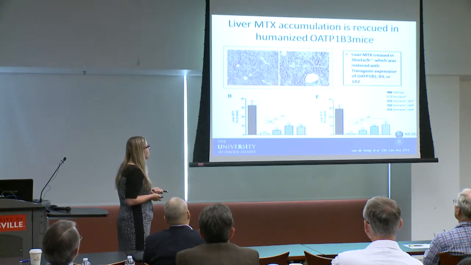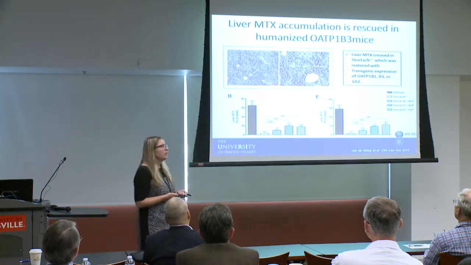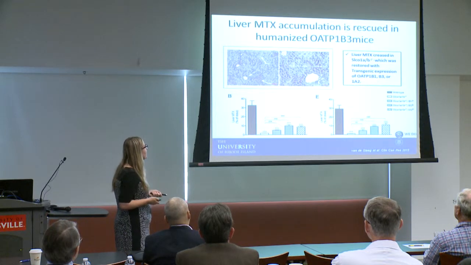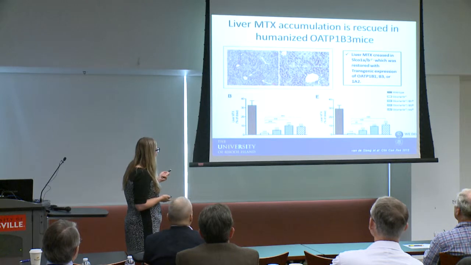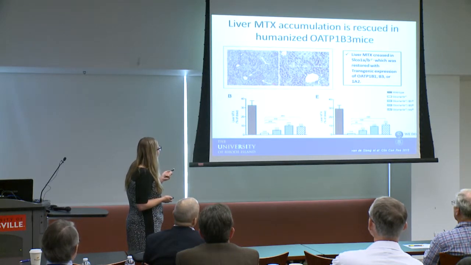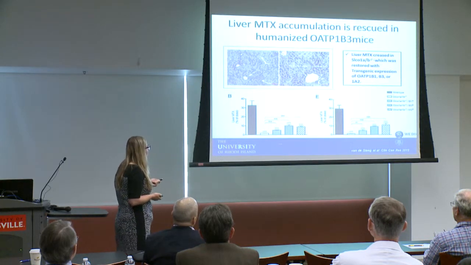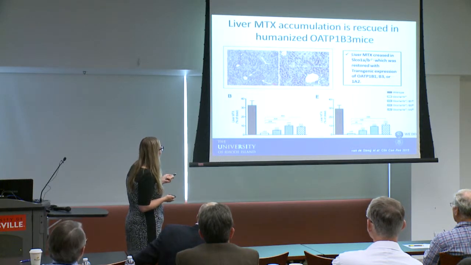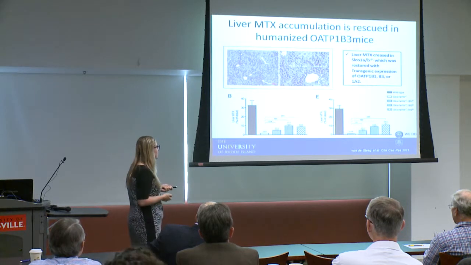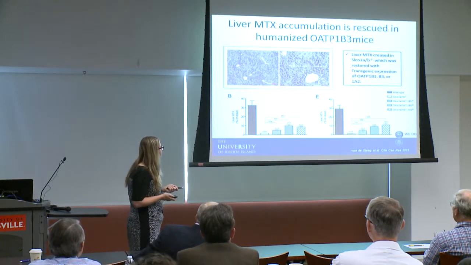They went on to publish a second study that was really clever, in which they then humanized these mice with various OATPs. So here, this is a stain for OATP1B3, and showing that these humanized mice now express OATP1B3 kind of in the localization that they're supposed to. When they either had human 1B1, 1B3, or 1A2, they were able to increase the amount of liver methotrexate that was getting into the liver.